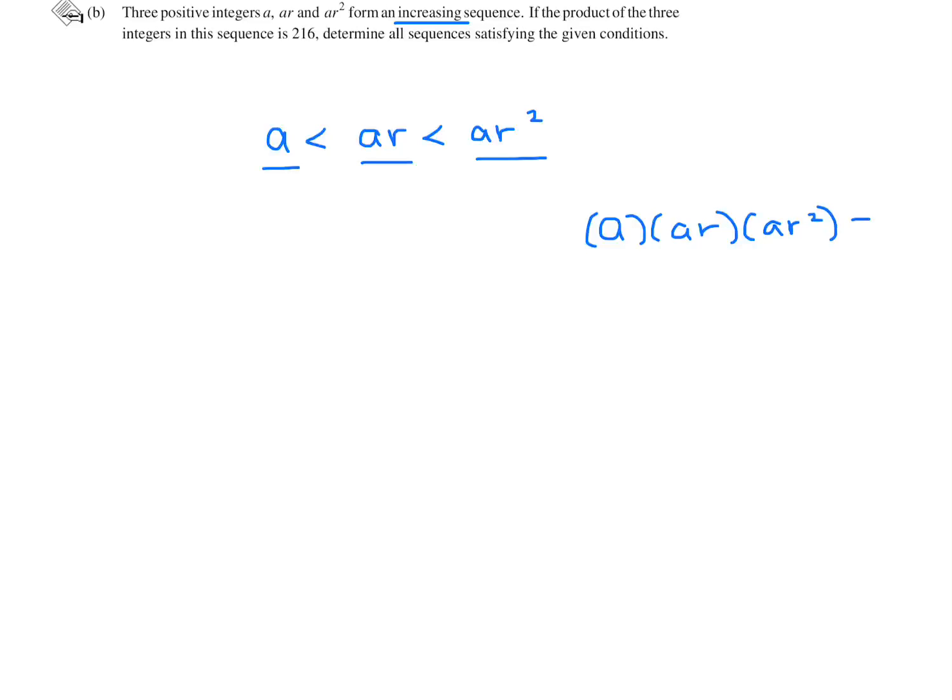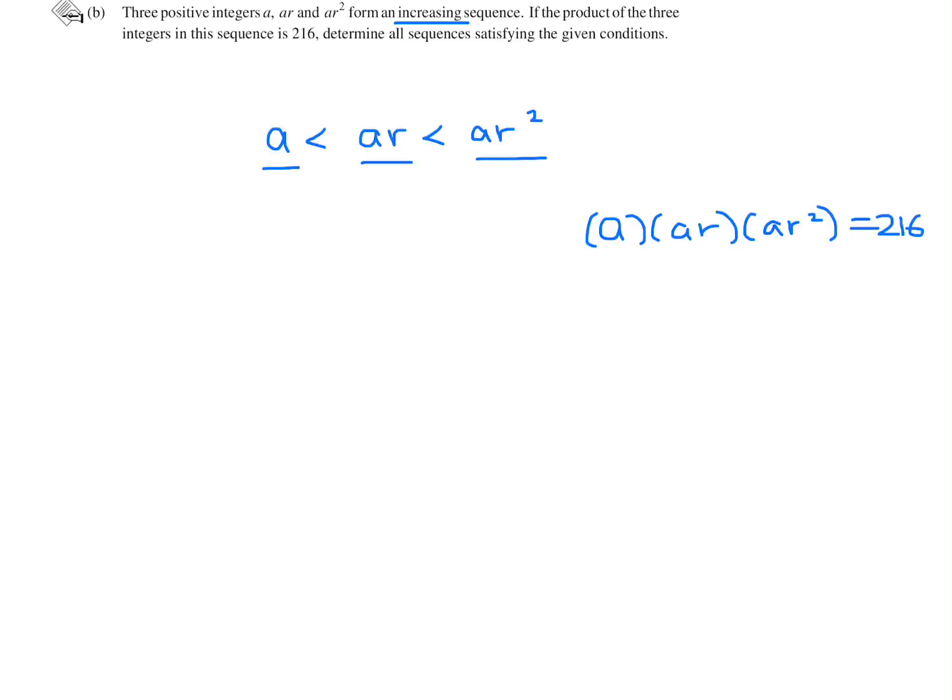Three positive integers, a, ar, and ar squared, form an increasing sequence. If the product of the three integers in this sequence is 216, determine all sequences satisfying the given conditions. So we have a, ar, and ar squared. Increasing means this is greater than that, and that's greater than that. And these are all integers. They also tell you that the product, if you multiply these all together, equals 216.